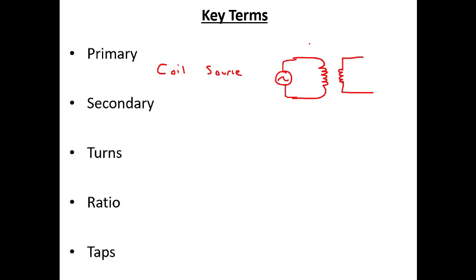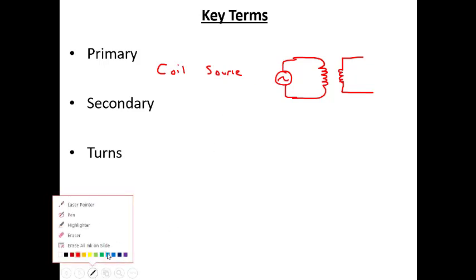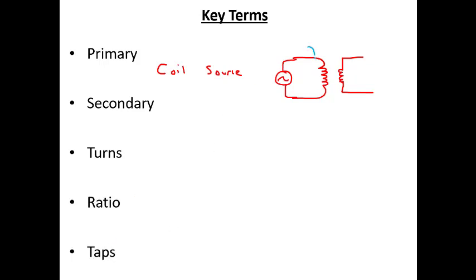So this would be our primary right here. And we can talk about the primary. It's a coil and it's connected to the source. The secondary, that is here. And that's going to be connected to the load. What we'll find is when we start looking at our transformers that we're going to have a load connected to it. Here I'm showing it as a resistor.